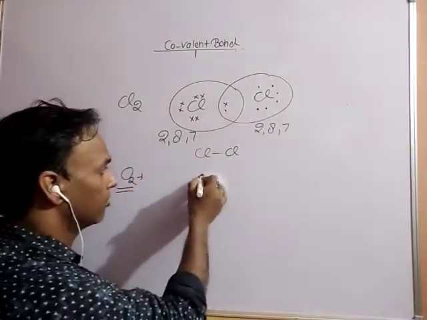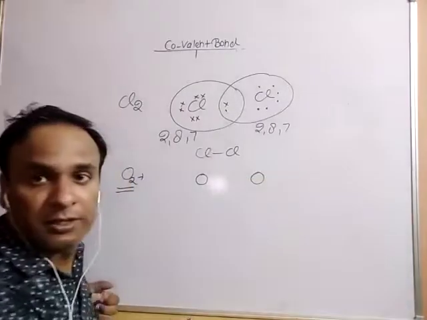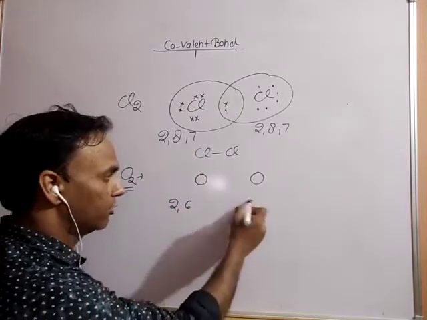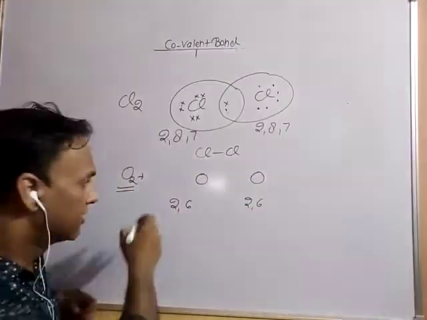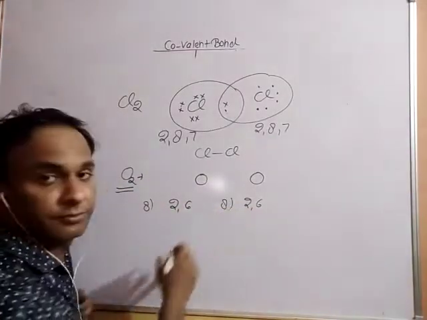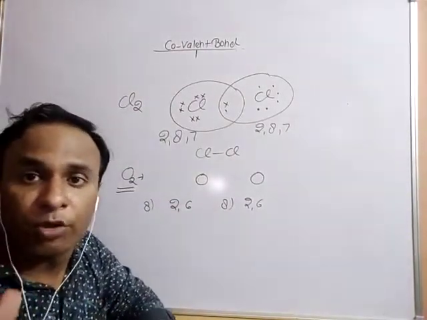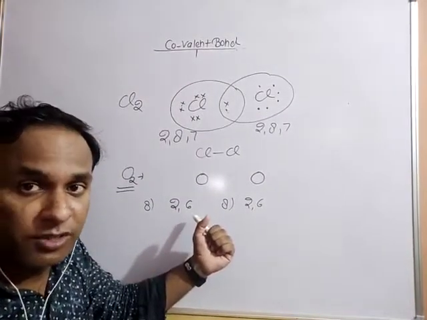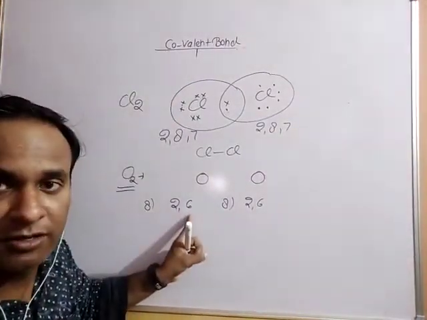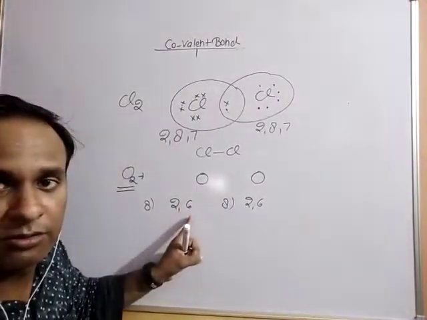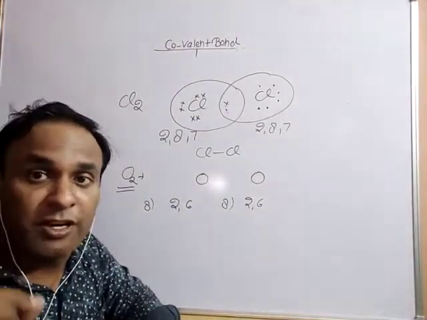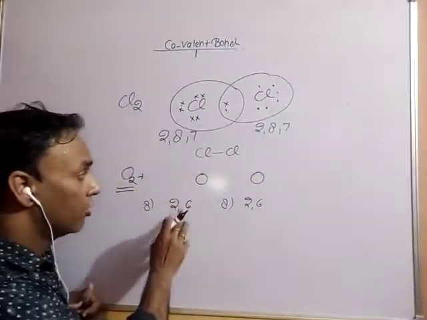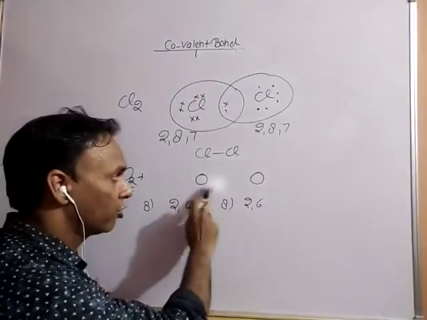When we talk about the oxygen molecule, O2, the configuration is 2 6 because its atomic number is 8. How many more electrons are required to get stability? 2 electrons are required because it has only 6. That means the number of electrons required is equal to the number of electrons shared.